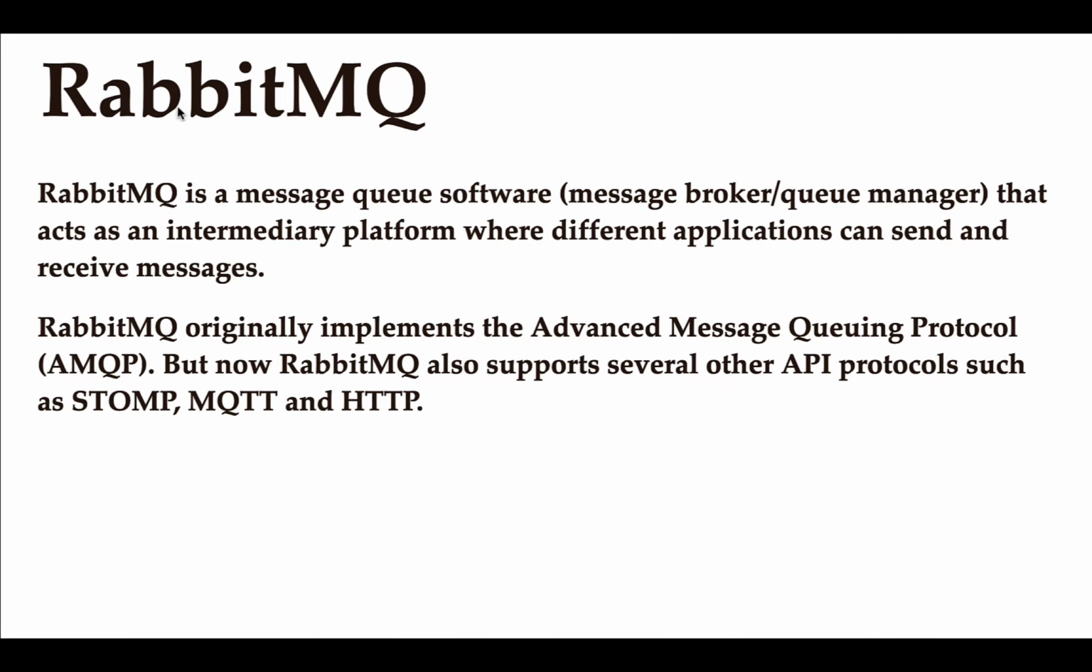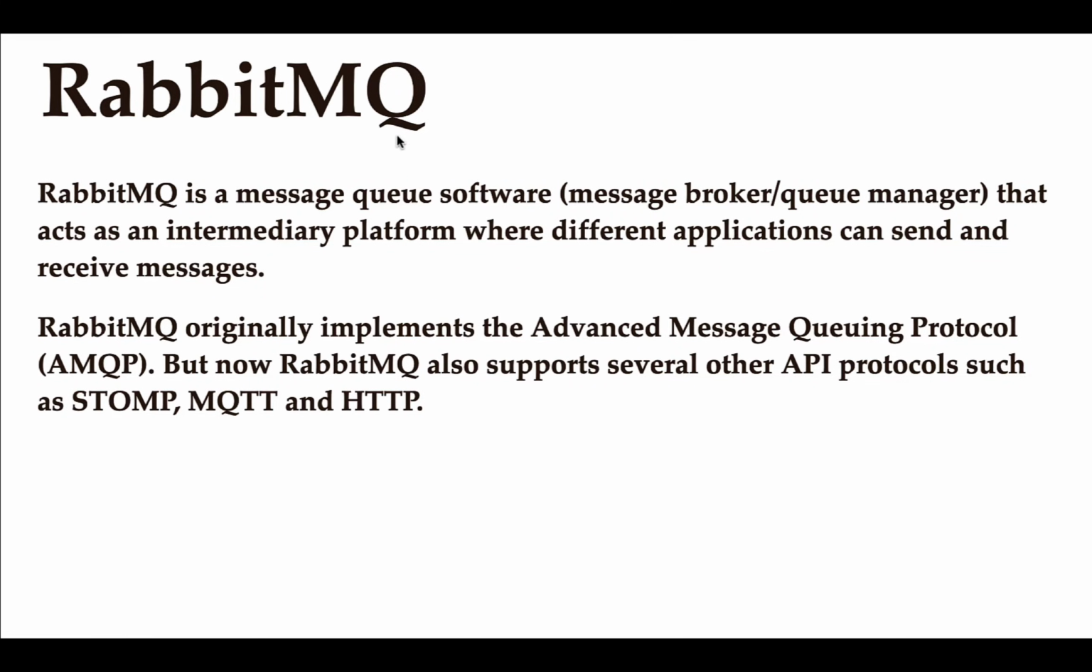Now let's take a look into what is RabbitMQ. Well, RabbitMQ is nothing but a message queue that acts as an intermediary platform where different applications can send and receive messages. RabbitMQ originally implements the advanced messaging queuing protocol, that is AMQP. But now RabbitMQ also supports several other API protocols such as STOMP, MQTT and HTTP.